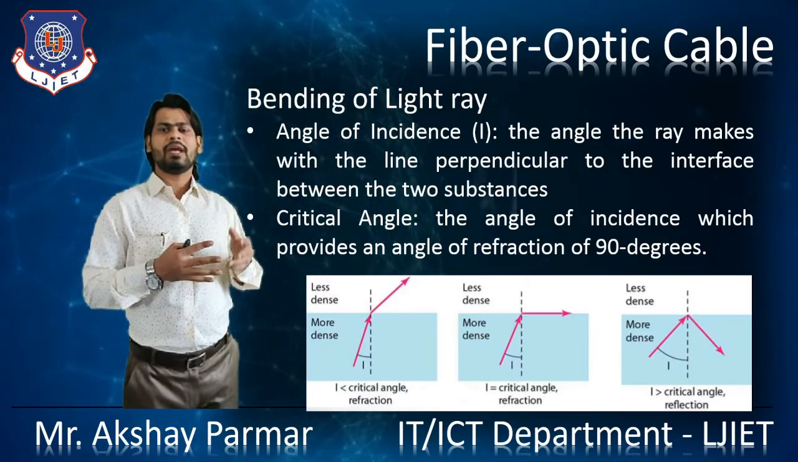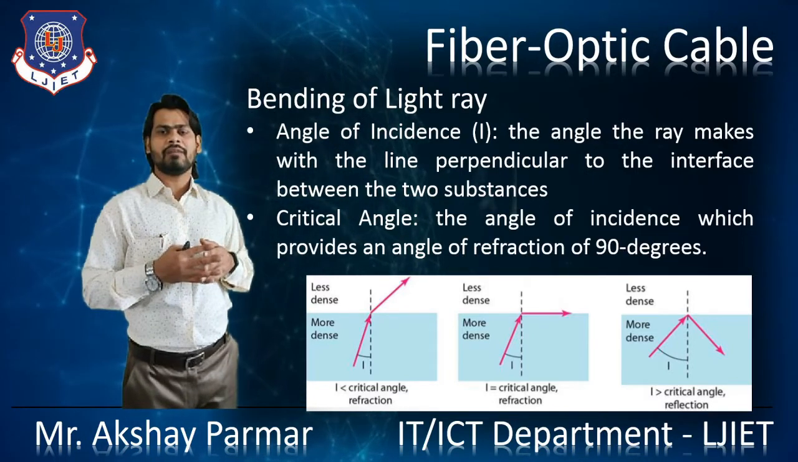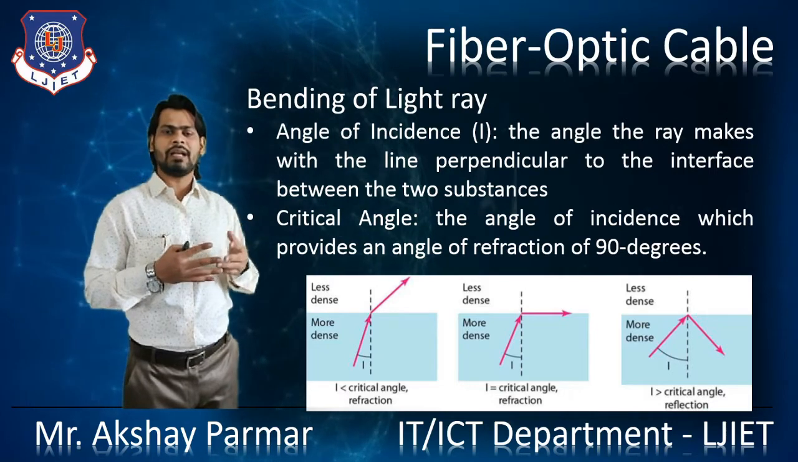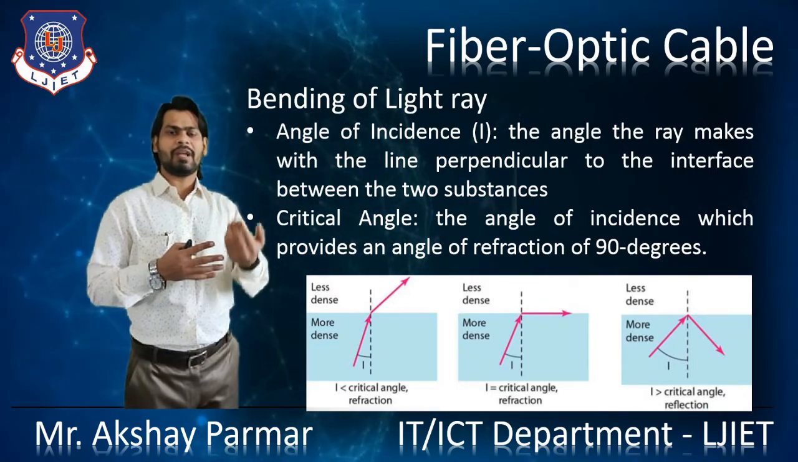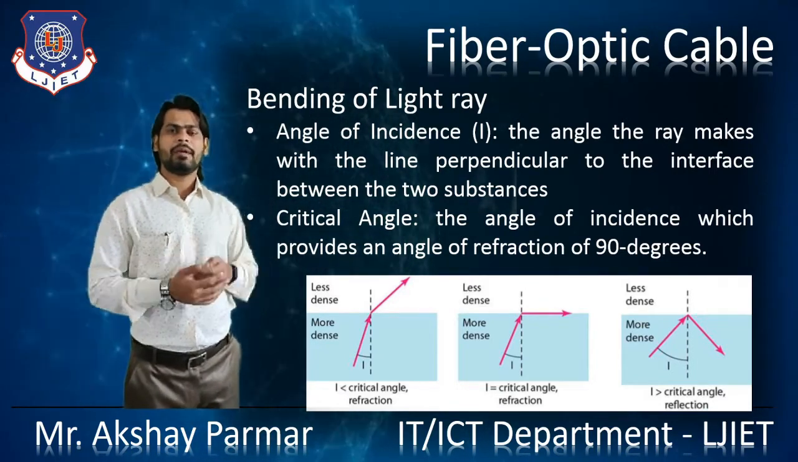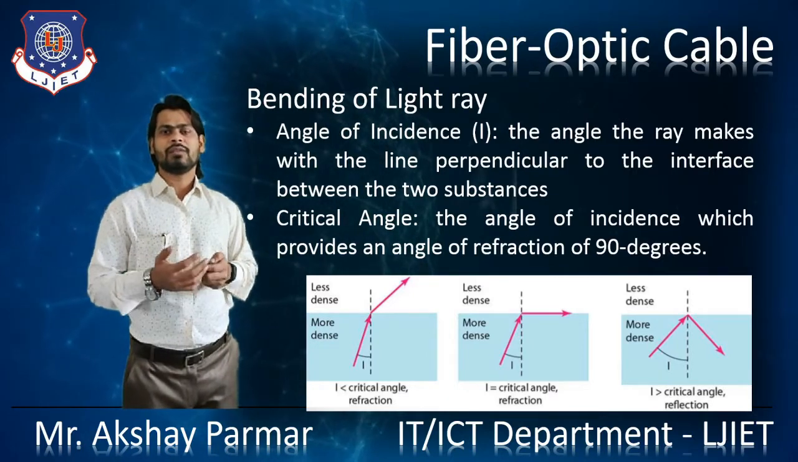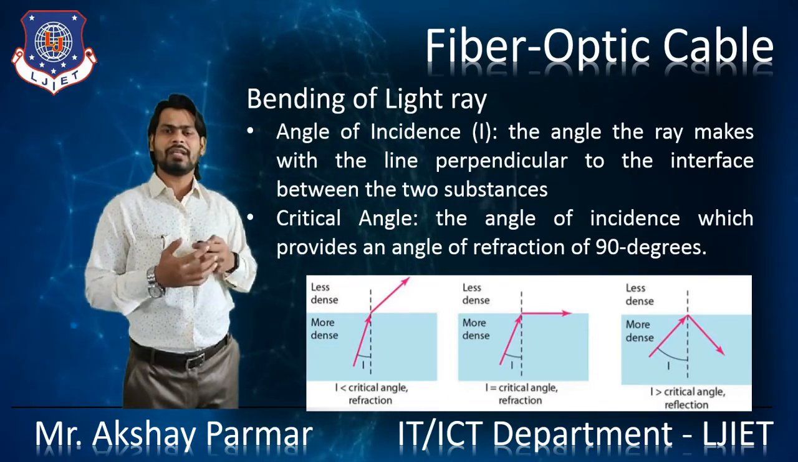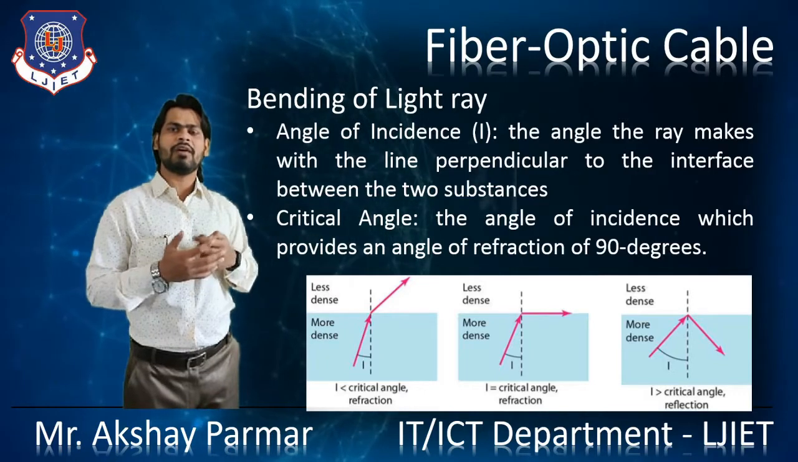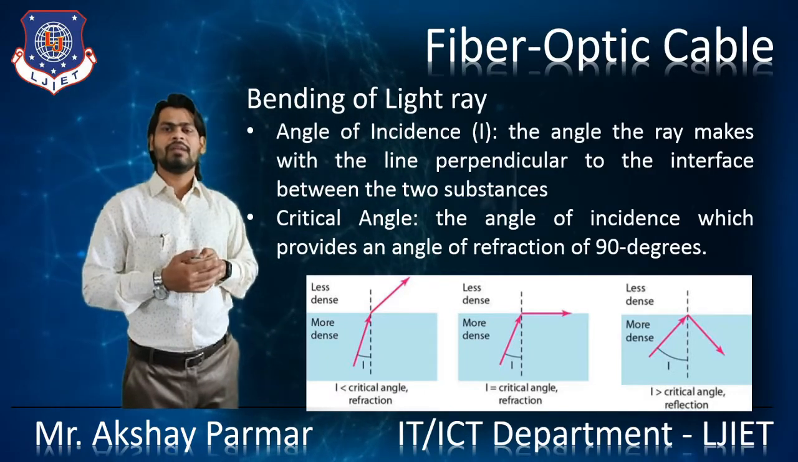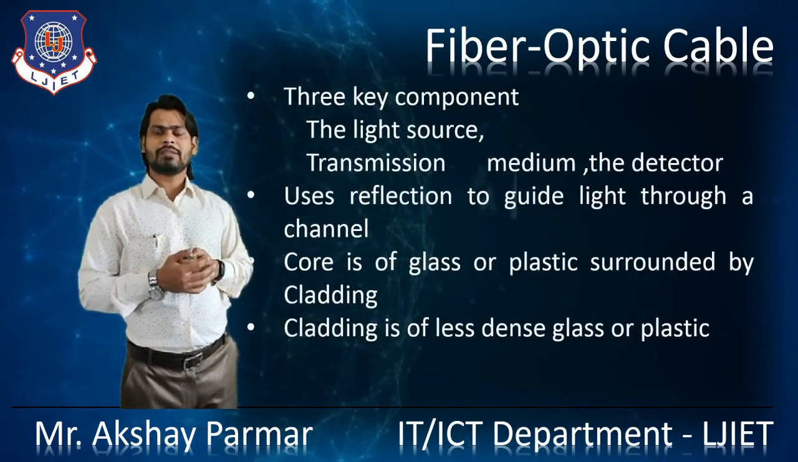If we are reflecting the light at greater than the critical angle, then that light will be reflected back into that particular substance only, right? So by this property, we are transferring the data in an optical manner in the optical fiber cable, right? So that's about how the light is bending.